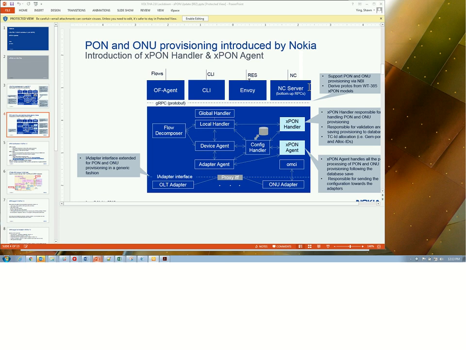What I'm saying at the same time is that vOLTHA needs to be able to support the field trials or POC activity of the service provider. I don't want people to say, okay, vOLTHA is regrouping in some way. I think that we need to march forward.